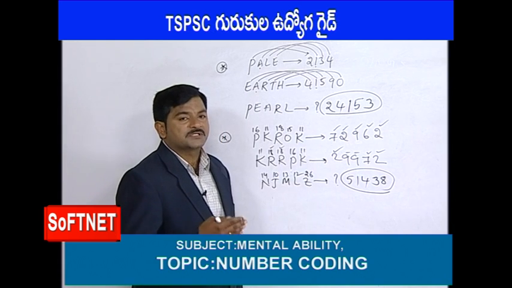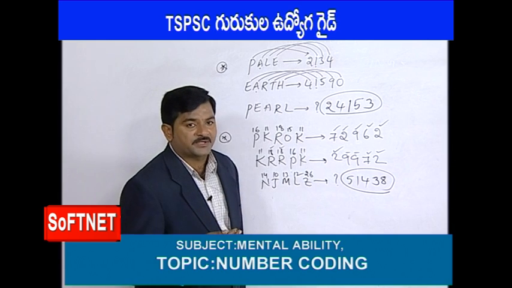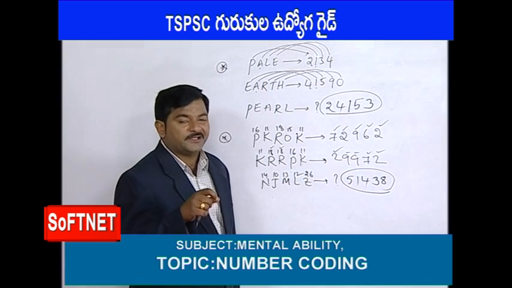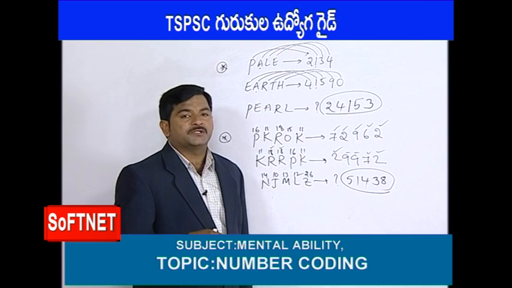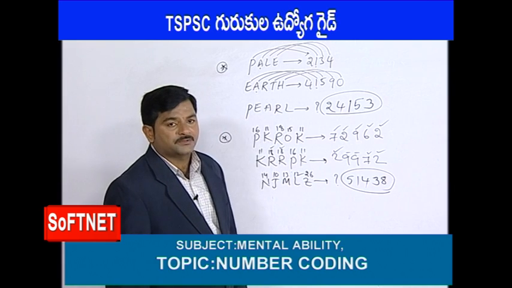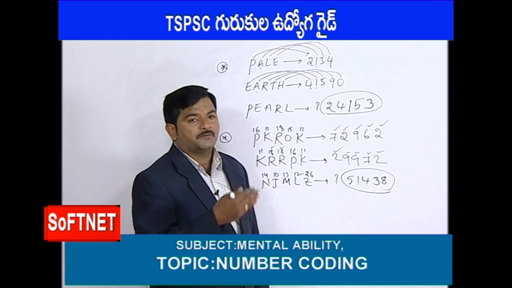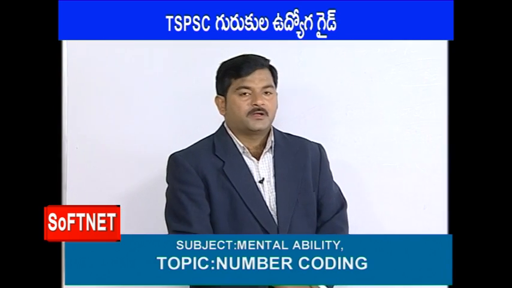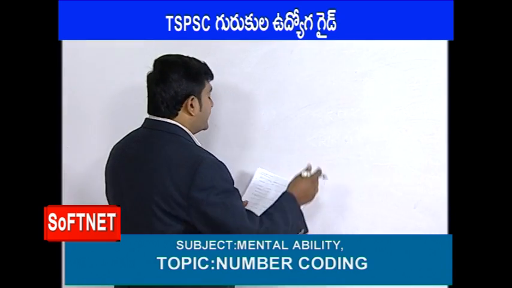Of course, he assigned direct alphabetical numbers, but if the given number is a 2-digit number, then he added the sum of the 2 digits. Okay, hence we are getting the coding word. I hope you understood these two examples. Now we will try to take some other examples. Now the third one in number coding. Now we will take the third example.